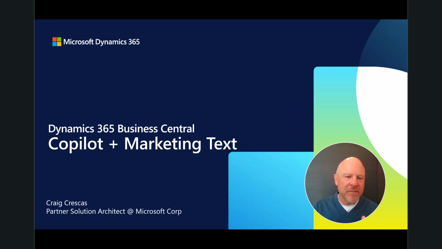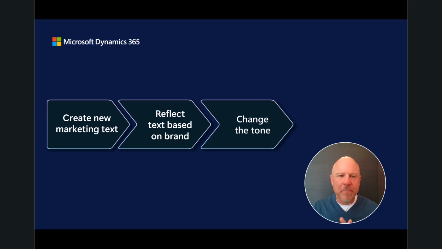This video is part of a bigger series focused on educating you on everything around Copilot, AI, machine learning, and agentic capabilities inside of Business Central. So let's get started. This video, again, is focused on the marketing text. This is one of the earlier features we had within Copilot inside of Business Central. What it's designed to do is help create new marketing text, which your users can leverage in, say, for example, an e-commerce site, a marketing campaign, or some kind of printed materials.